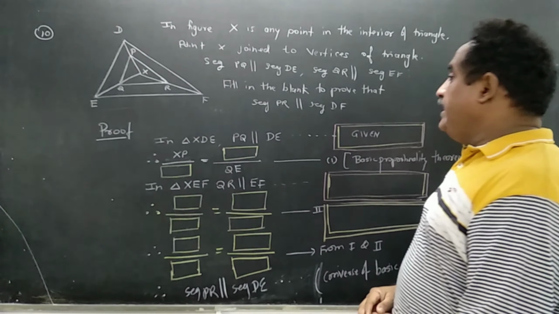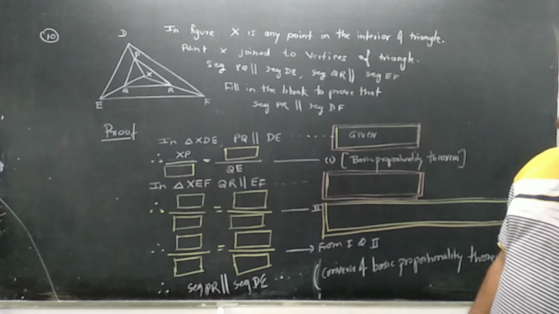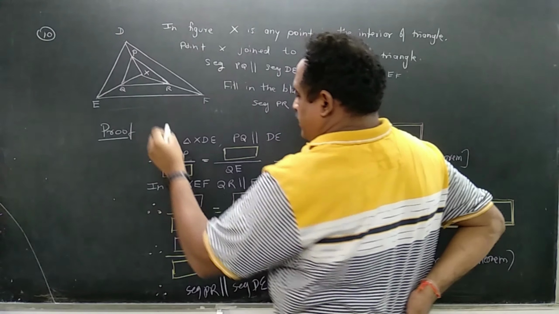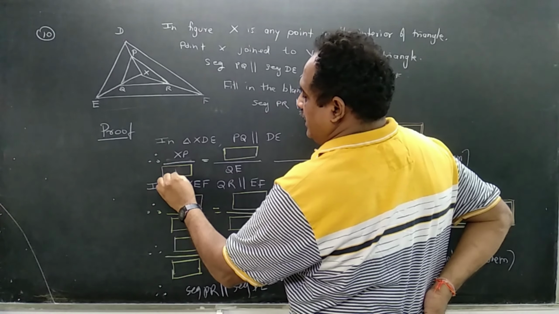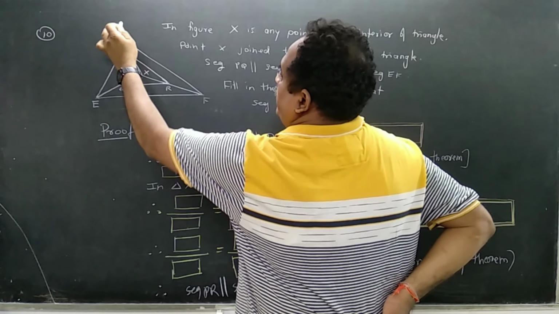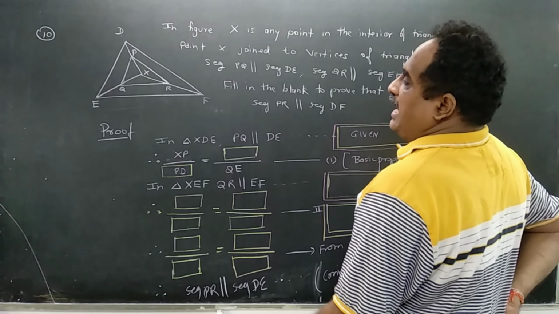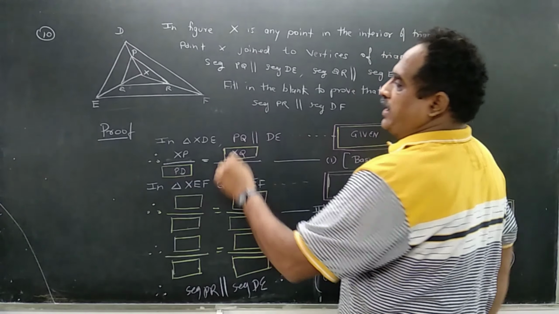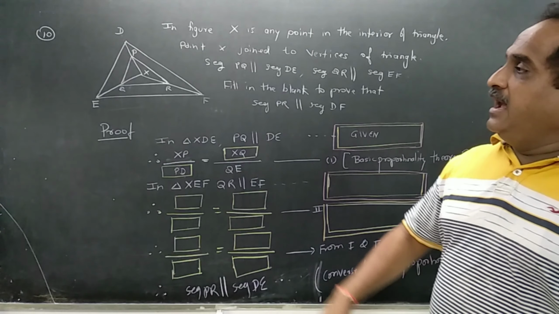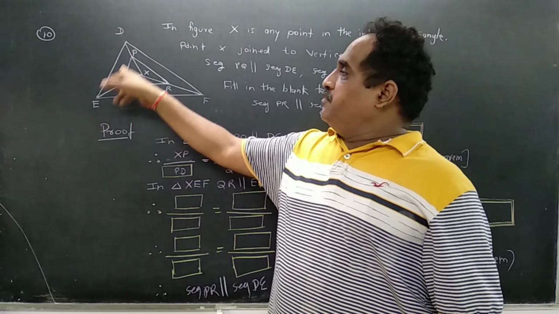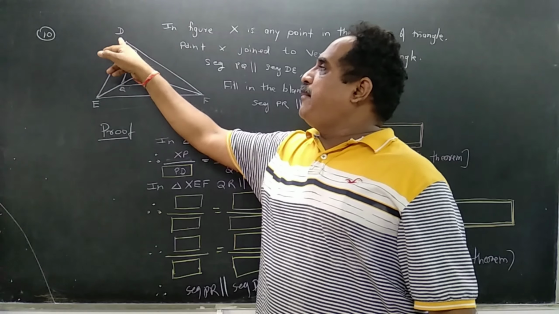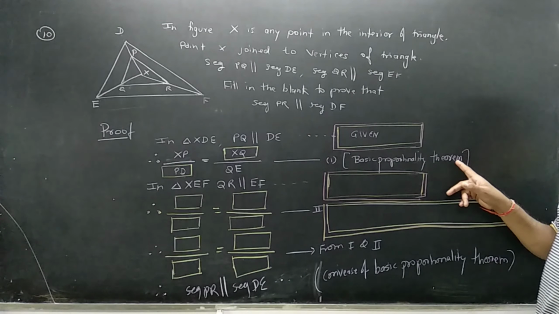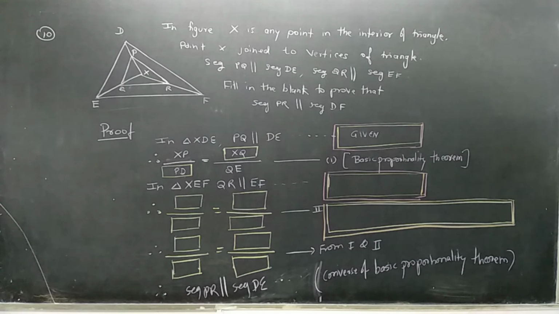If PQ is parallel to DE, and if I am going to apply the basic proportionality theorem, so what are you going to do? XP upon PD will be XQ upon QE. Have you understood once again? In triangle XDE, PQ is parallel to DE, therefore XP upon PD is equal to XQ upon QE. That is by the basic proportionality theorem.